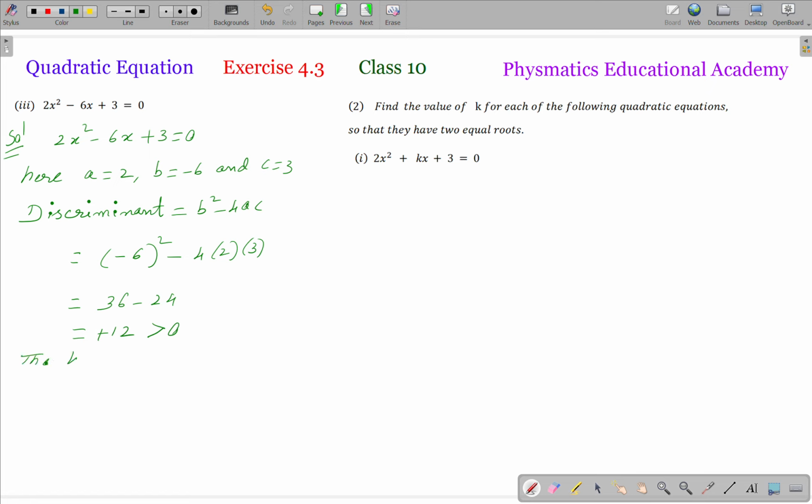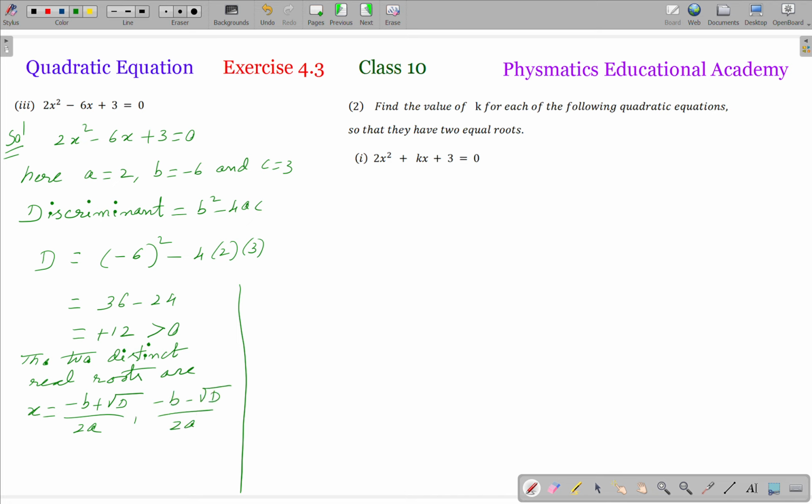If the discriminant is positive, then the two distinct real roots are x is equal to minus b plus root D by 2a, and minus b minus root D by 2a.